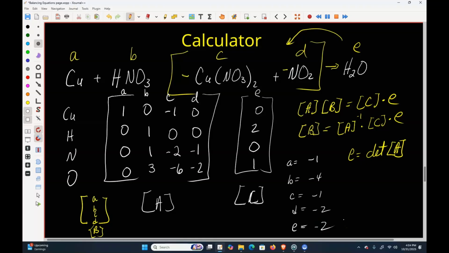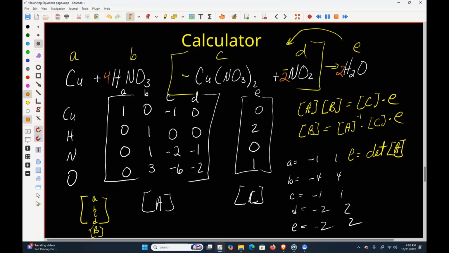So if I multiply by -1, I would get 1, 4, 1, 2, and 2. So let's plug it in. So I have 1, 4, 1, 2, and 2. So back into the original equation, then I would have 1 copper, 4 hydrogens, 4 nitrogens, 2 plus 2 is 4 oxygens. Everything's the same.